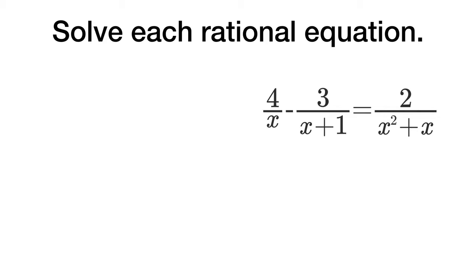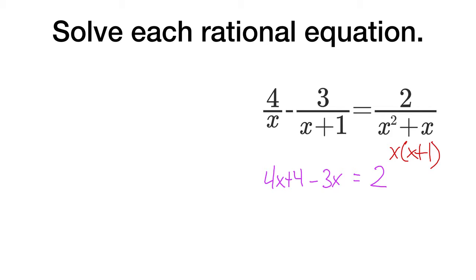All right, let's try this one. Ooh, look at this one. First off, x times x plus 1. Now let's talk about on the other side. So what's our common factor going to be? X times x plus 1. So that means on the top it becomes 4x plus 4 minus 3x. And that's going to equal 2.